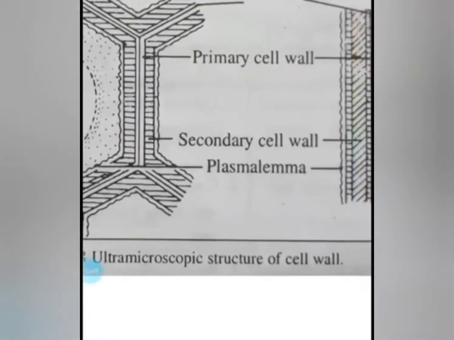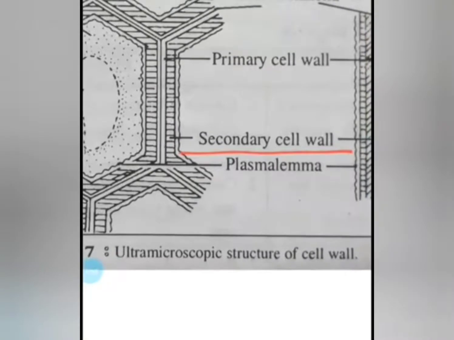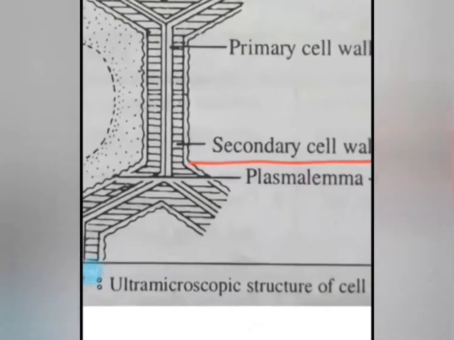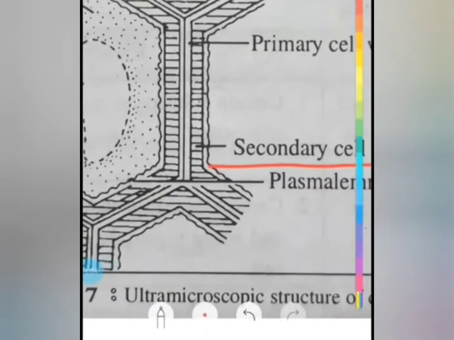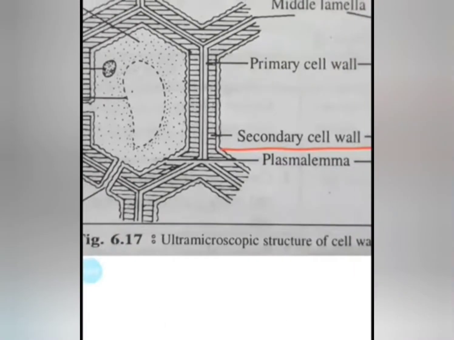And the third one is the secondary cell wall. It is thick, permeable, and is present inner to the primary cell wall. So if this is the primary cell wall, this is the secondary cell wall. It is again made up of cellulose, hemicellulose, lignin, suberin, cutin, wax, etc.